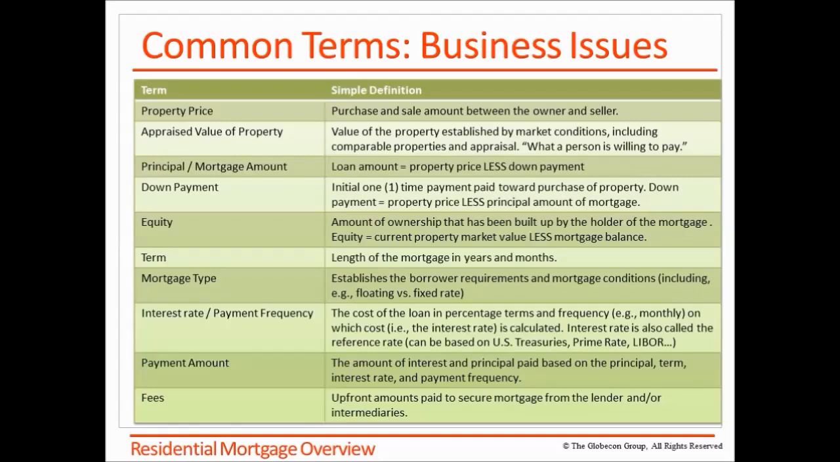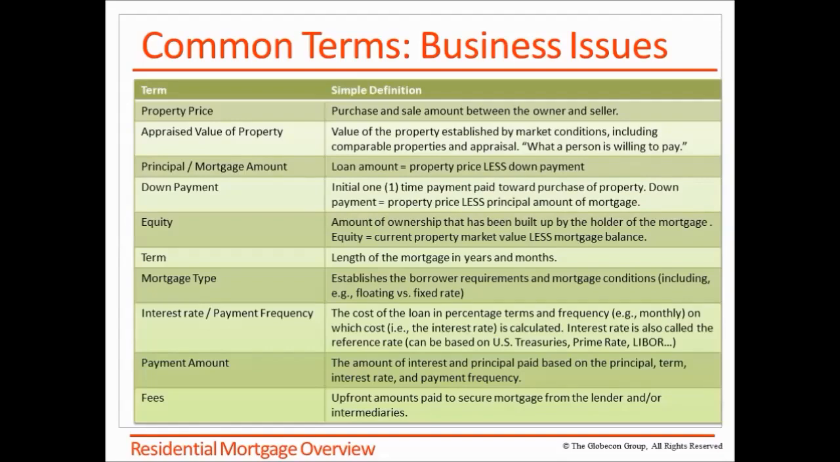The next common term is mortgage type, and this establishes the borrower requirements and mortgage conditions, including floating versus fixed rate. It's basically all of the details of the mortgage that you're getting tied up in mortgage type. One of those details is the interest rate, which is the cost of the loan in percentage terms. You also have a payment frequency, and that's how often you're going to pay. If you pay once a month, which is very common, that will help you calculate the payment that you have, which is our next term.